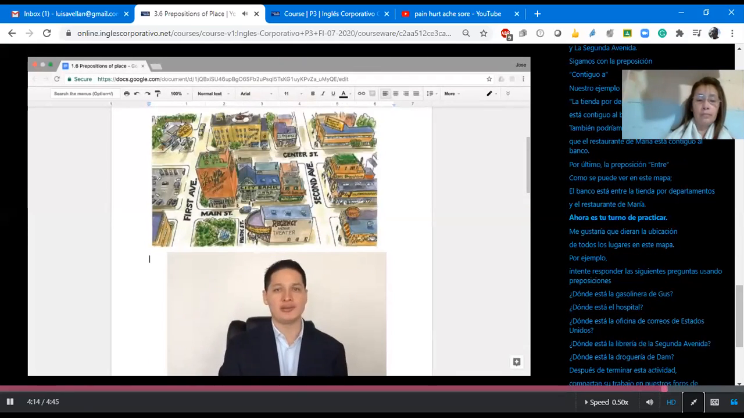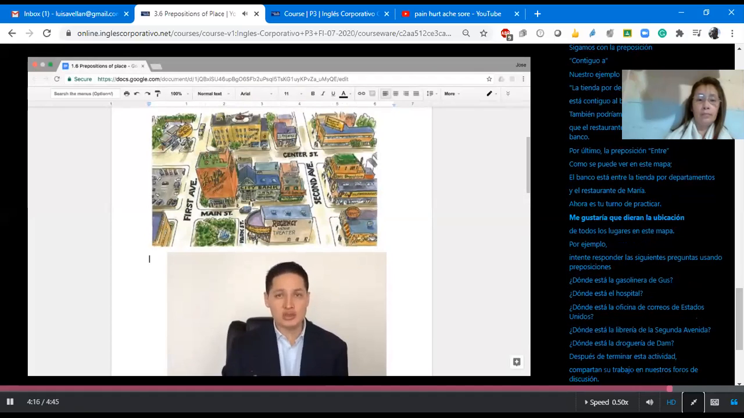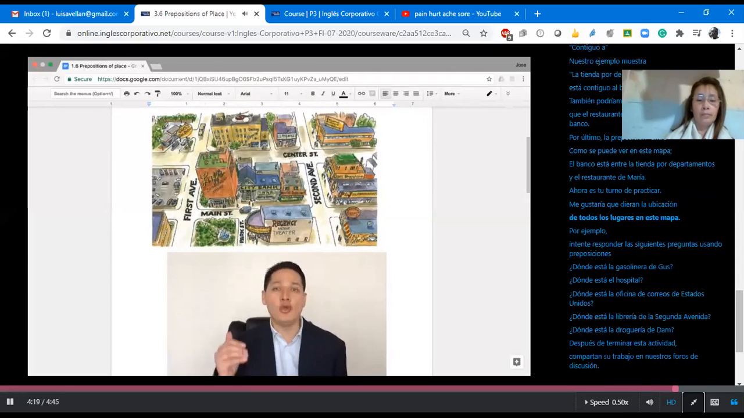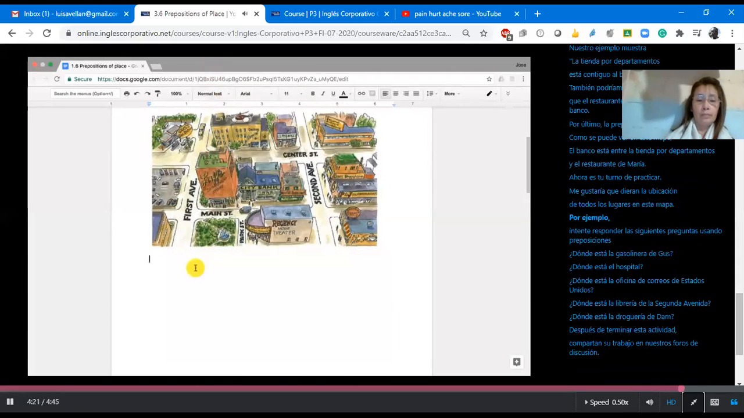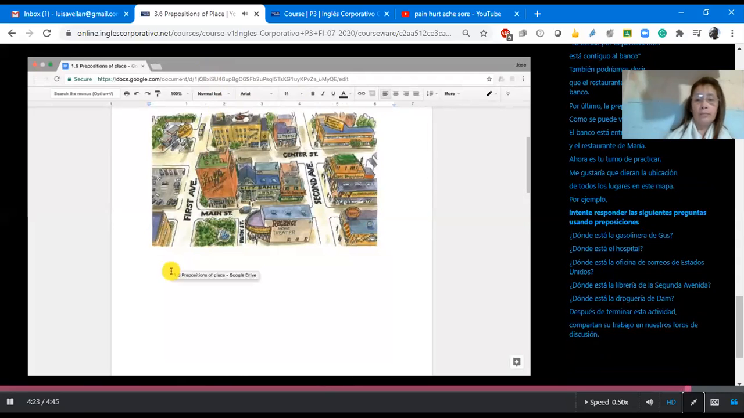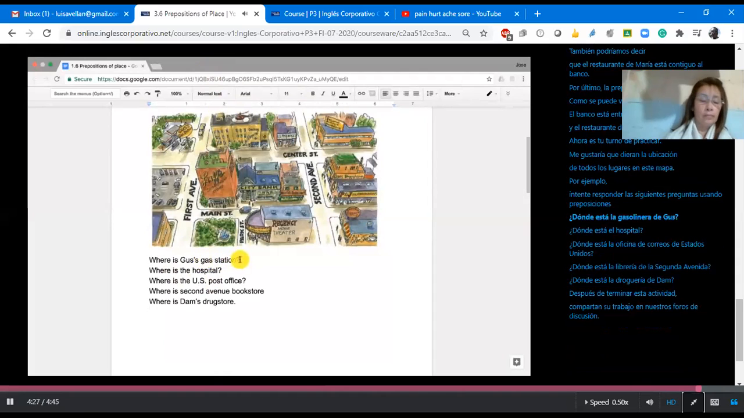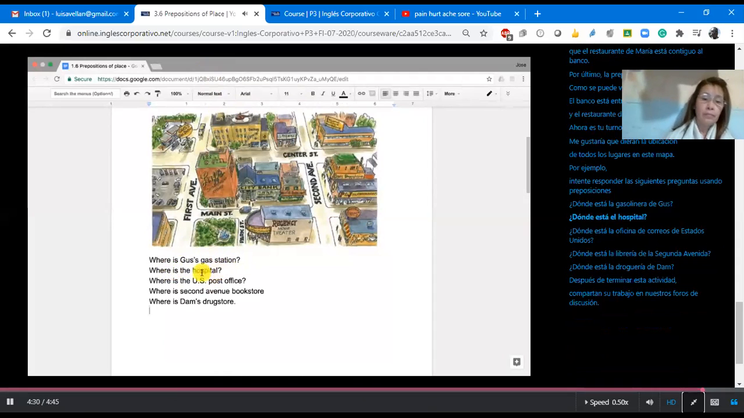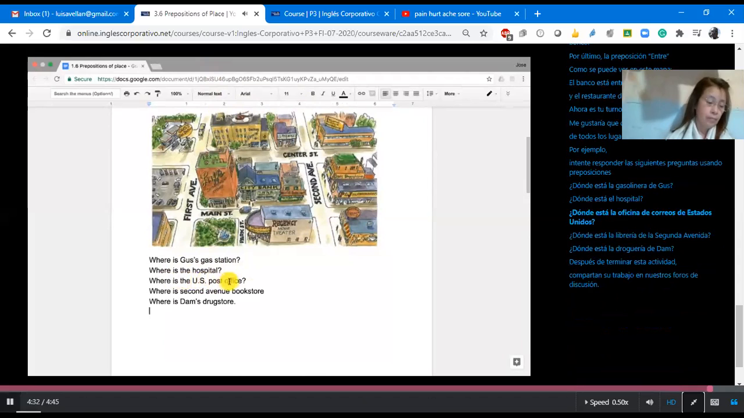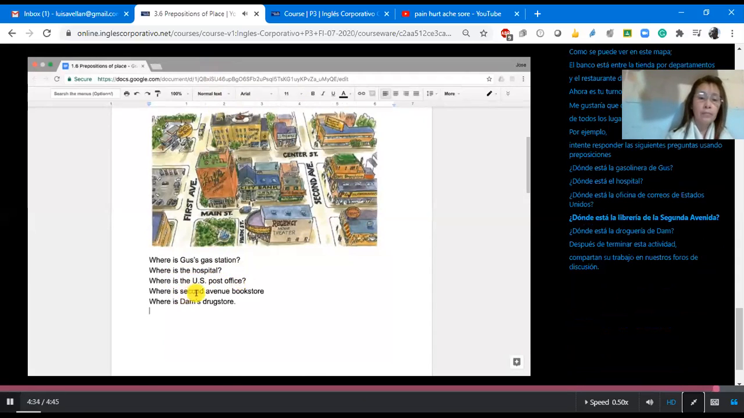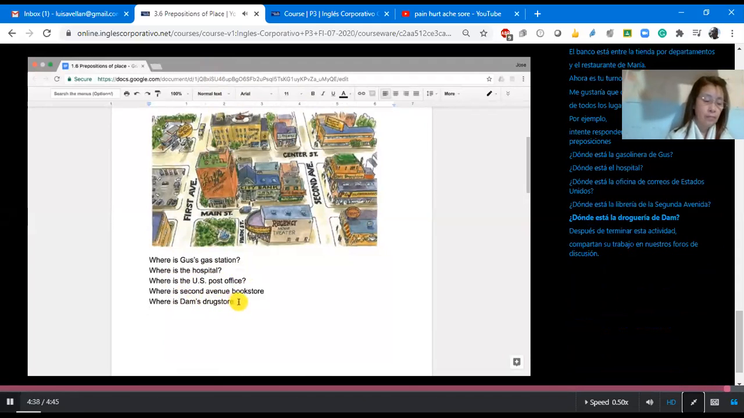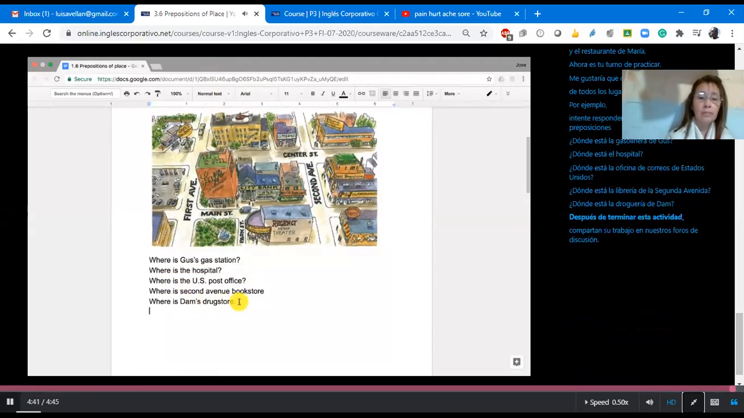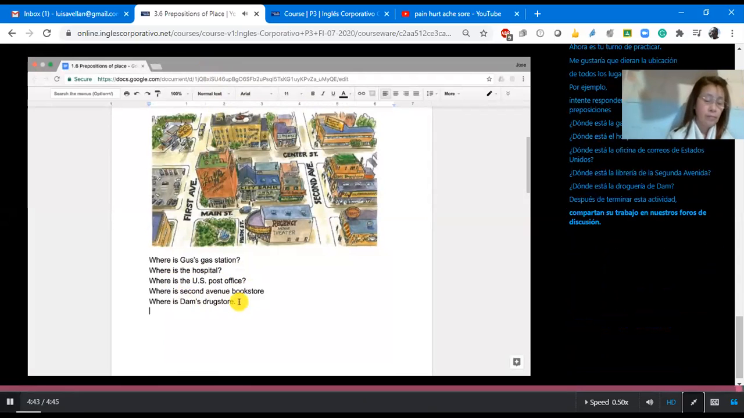Now it's your turn to practice. I would like for you to give the location of all the places on this map. For example, try to answer the following questions using prepositions. Where is Gus's gas station? Where is the hospital? Where is the U.S. Post Office? Where is 2nd Avenue Bookstore? Where is Dam's Drugstore? After you finish this activity, share your work in our discussion forums.